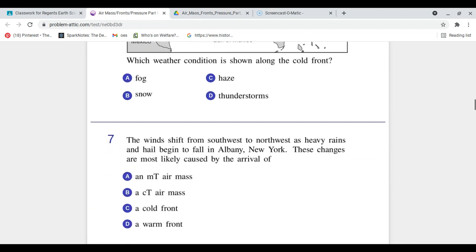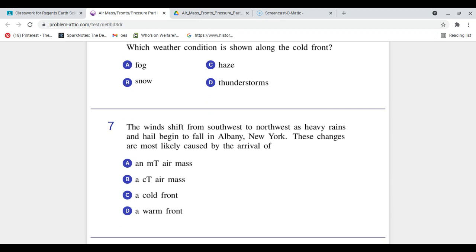Number 7. The winds shift from the southwest to northwest as heavy rains and hail begin to fall in Albany, New York. This is kind of like the one that he asked you yesterday during class. These changes are most likely caused by the arrival of what? The winds shift from southwest to northwest as heavy rains and hail begin to fall in Albany. What would cause that? Caused by the arrival of what?